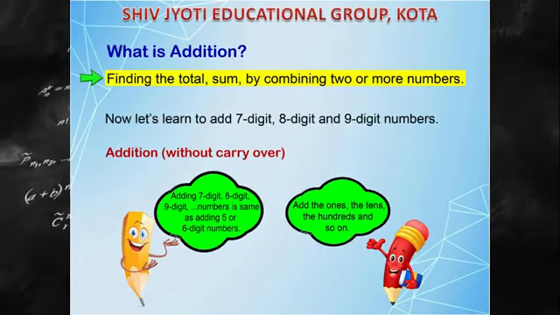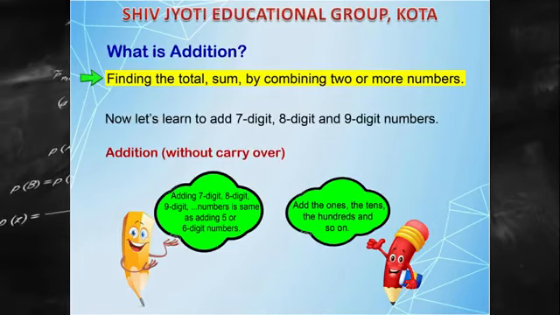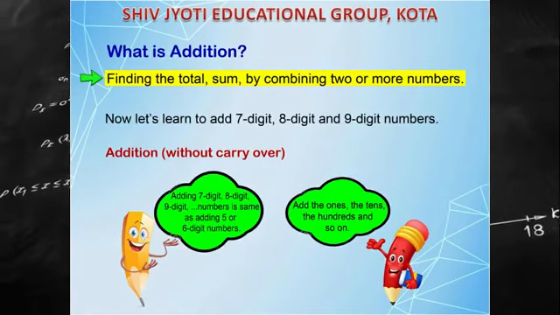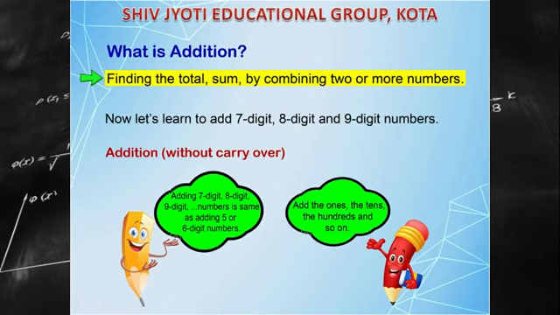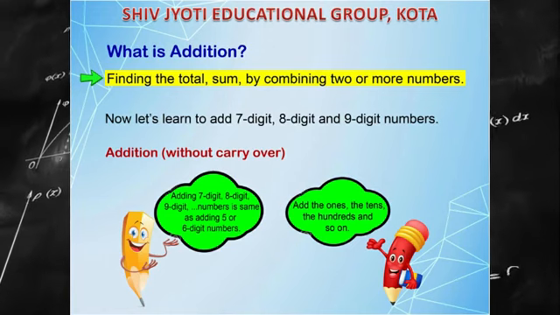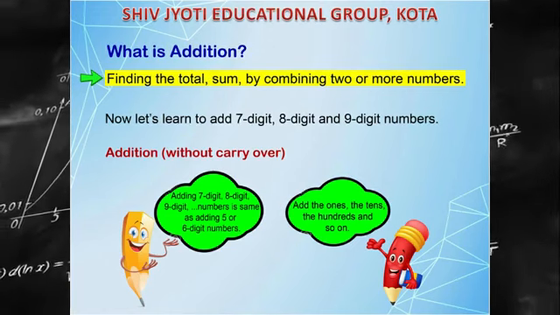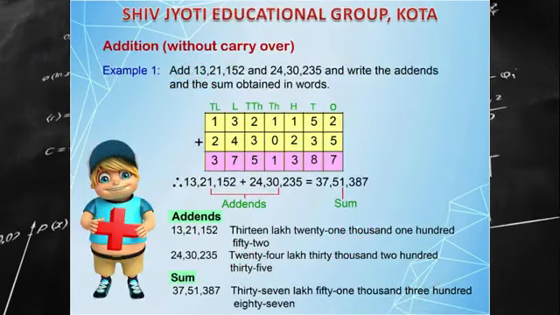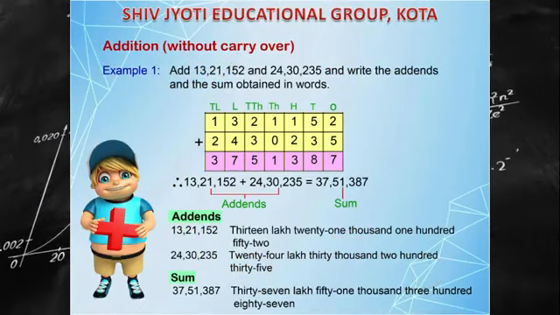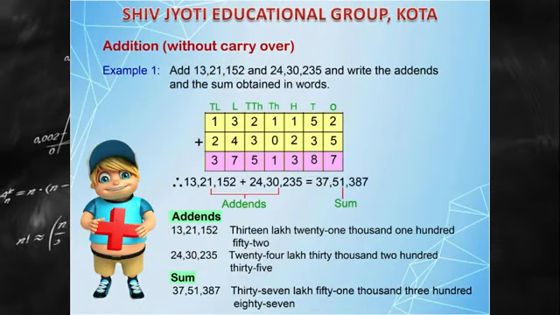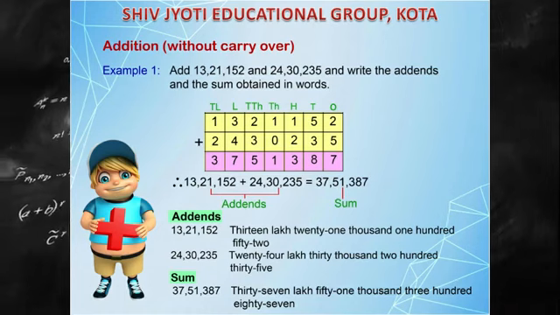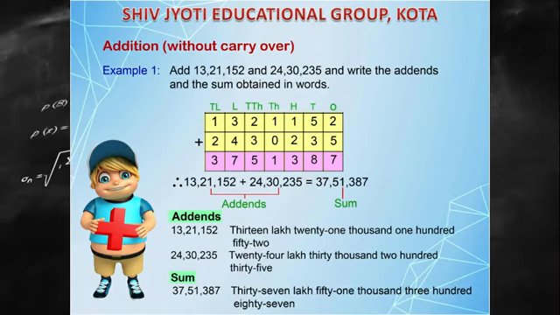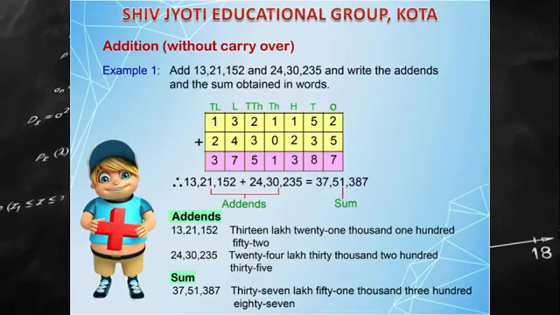Adding 7-digit, 8-digit, 9-digit numbers is same as adding 5 or 6-digit numbers. Addition of numbers can be done easily by arranging them according to their place values. At first, we will start from addition without carryover. Let us add 13,21,152 and 24,30,235 and write the addends and the sum obtained in words.